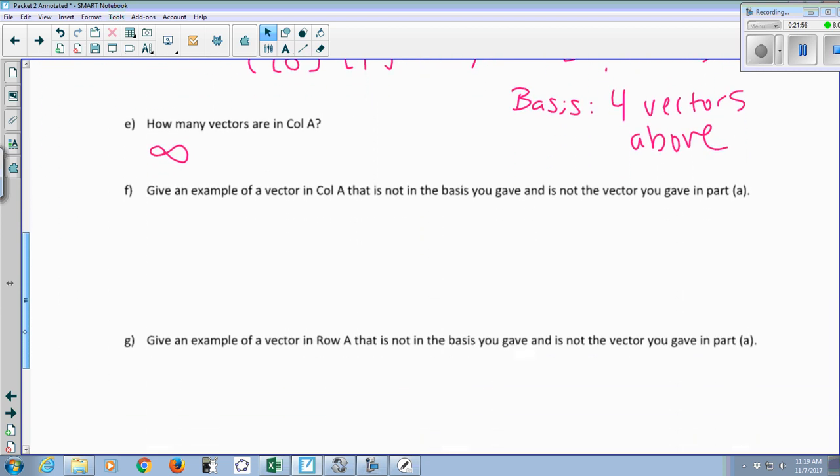So I want to come up with an example of a vector in col A that's not one that we gave on the first page and not directly an element from the basis. So I'm trying to remind you with this question that you can build every element in a vector space by taking linear combinations of its basis vectors. So any linear combination of vectors in the basis for col A.